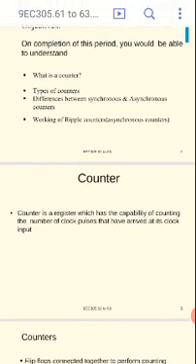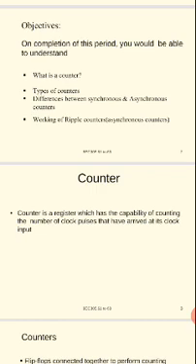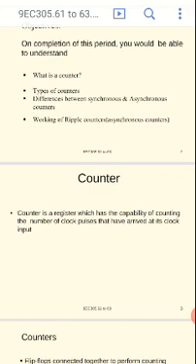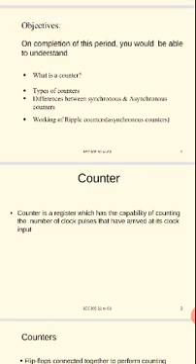In today's class, we are going to discuss counters. We will discuss synchronous counter, asynchronous counter, and the difference between these counters, what is ripple counter, such topics which belong to the counter we are going to discuss in this class.